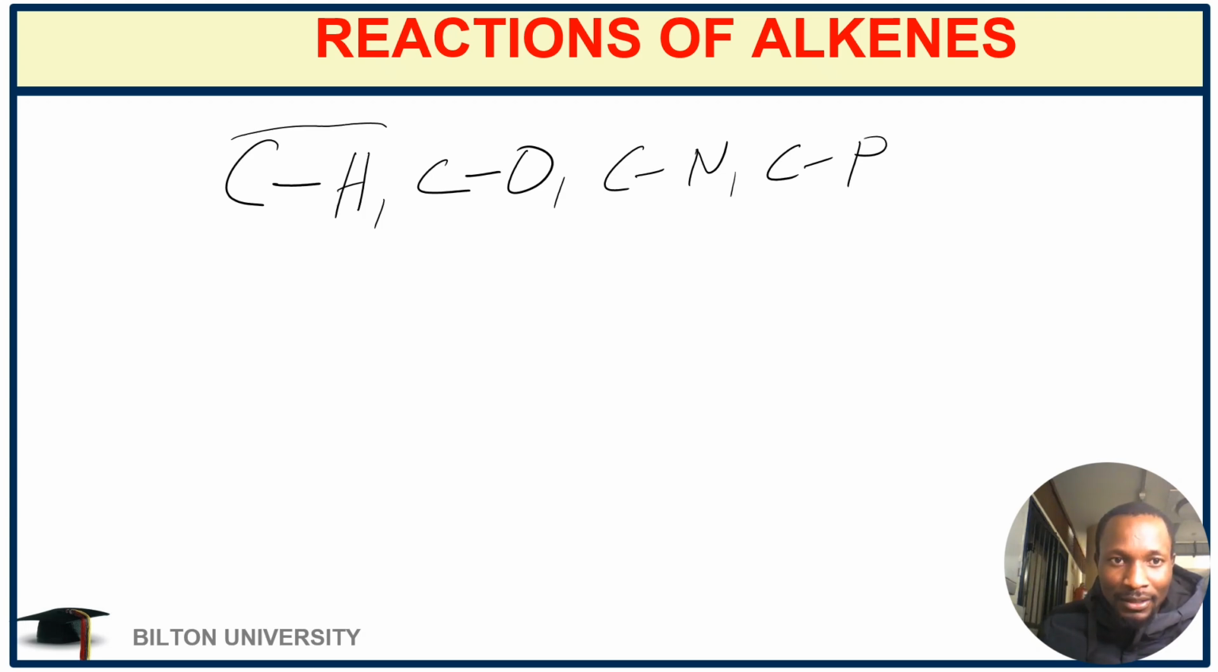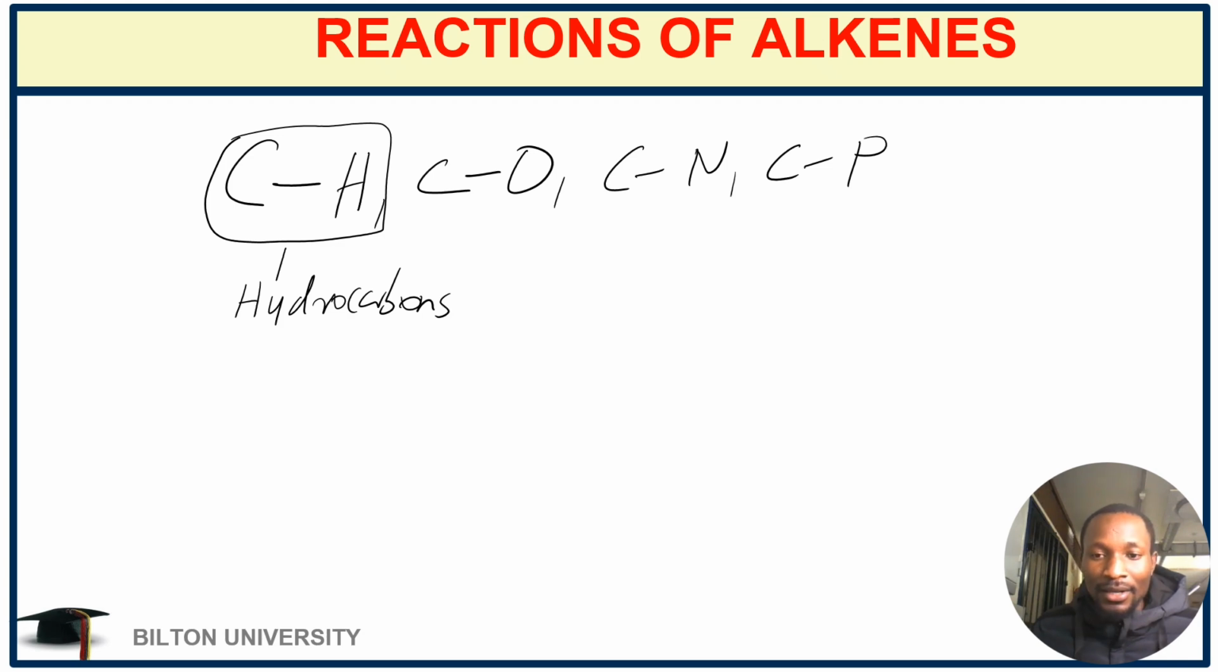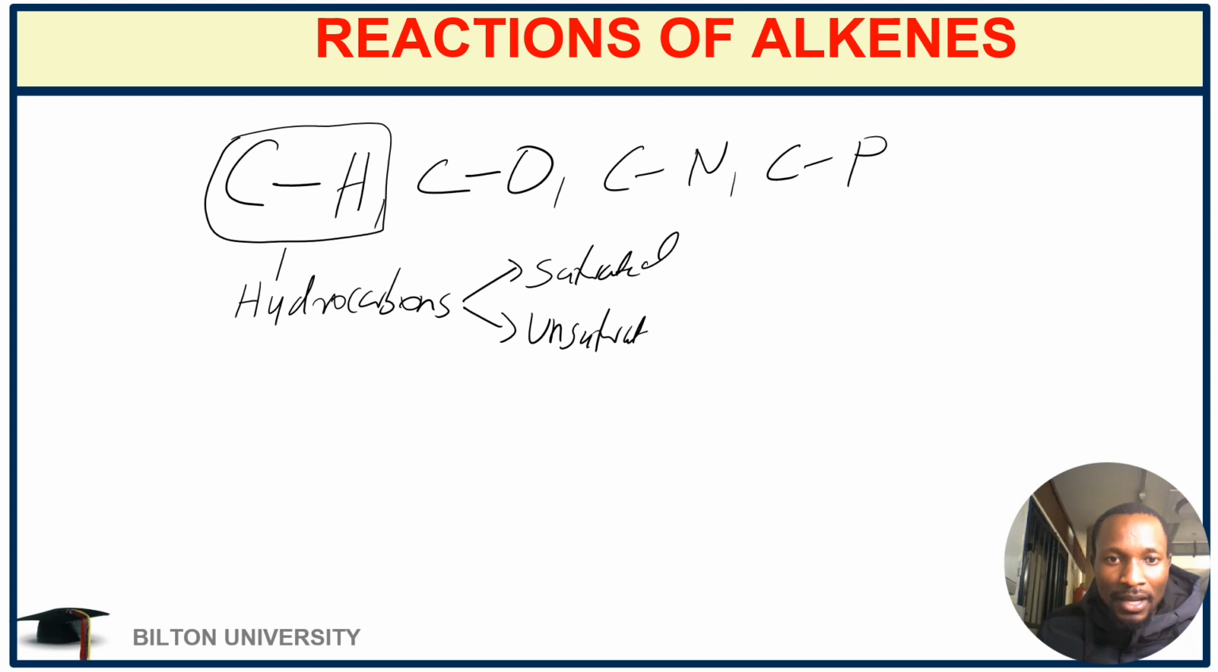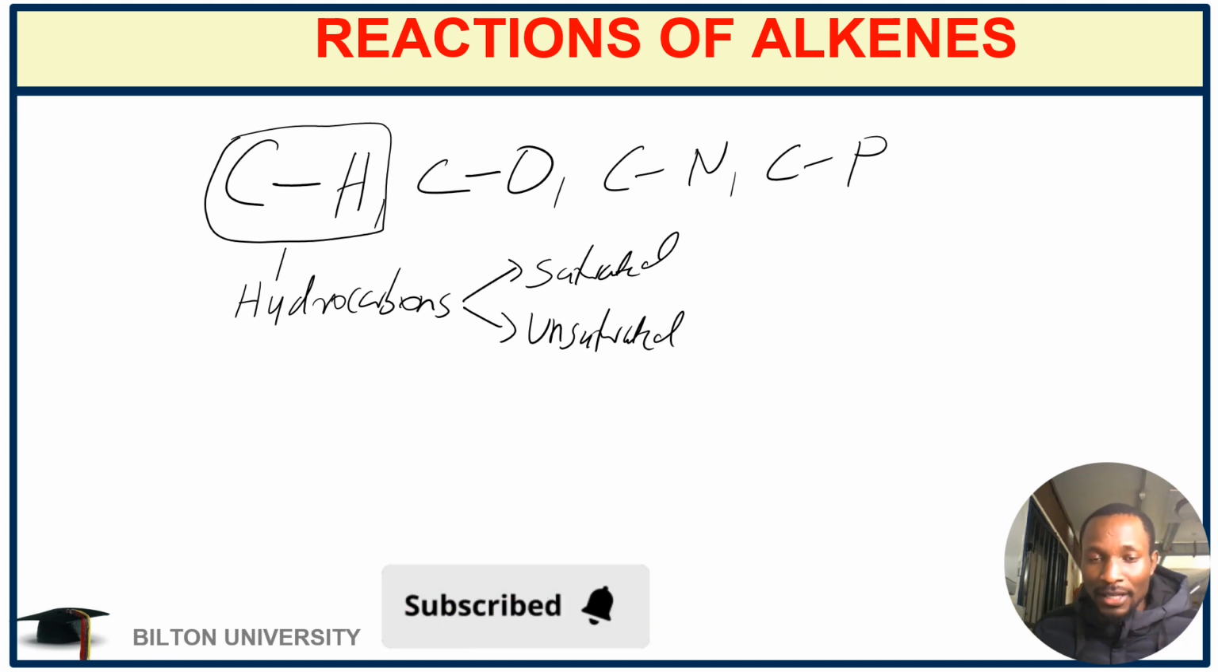Let's put our focus on carbon bonded to hydrogen. When a carbon is bonded to hydrogen, we call this type of organic compound a hydrocarbon. Hydrocarbons are compounds in which carbon is bonded to hydrogen atoms. Hydrocarbons can be classified into two classifications. One is saturated hydrocarbons, and another type is unsaturated hydrocarbons. When we talk of saturated hydrocarbons, in these hydrocarbons, there's a single bond between a carbon and another carbon atom.